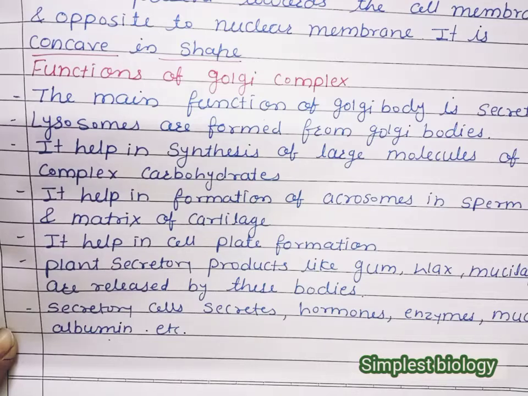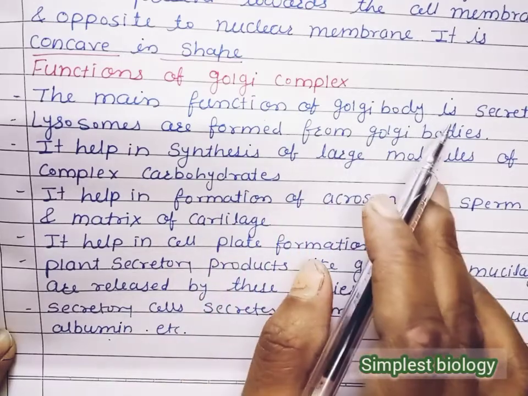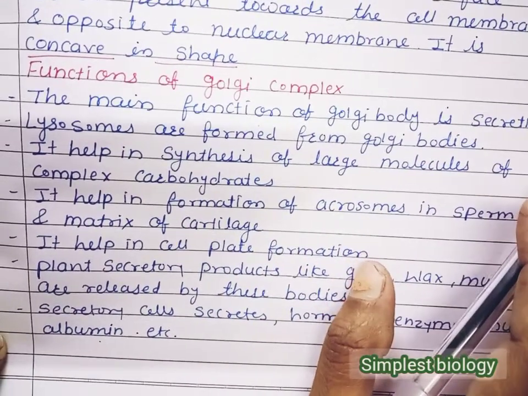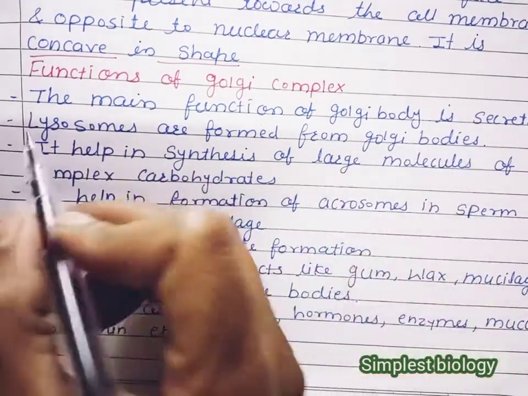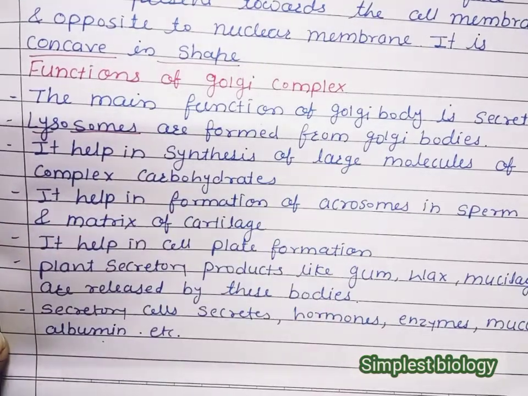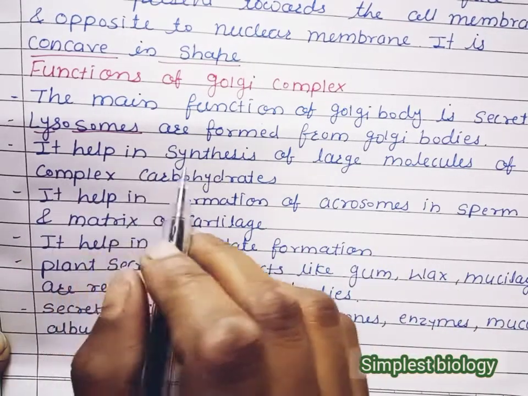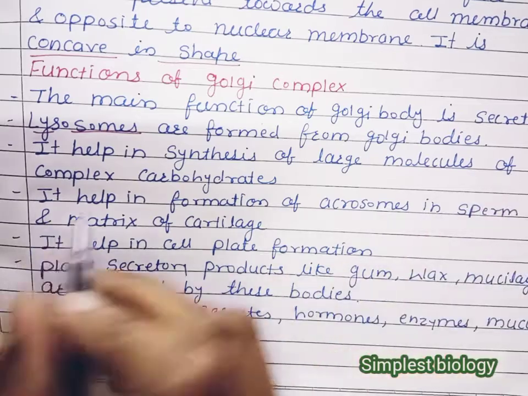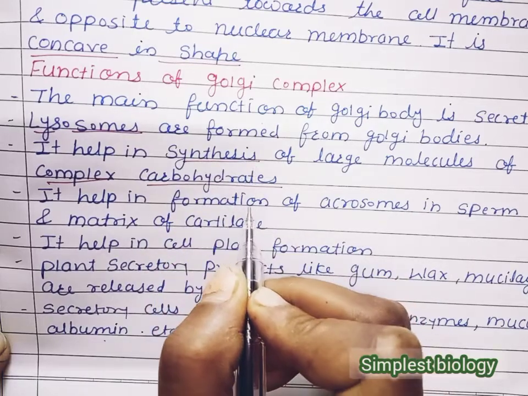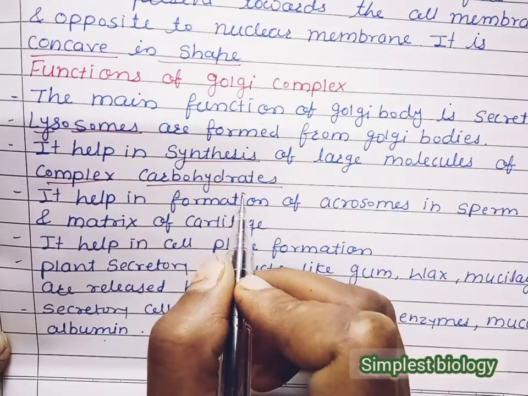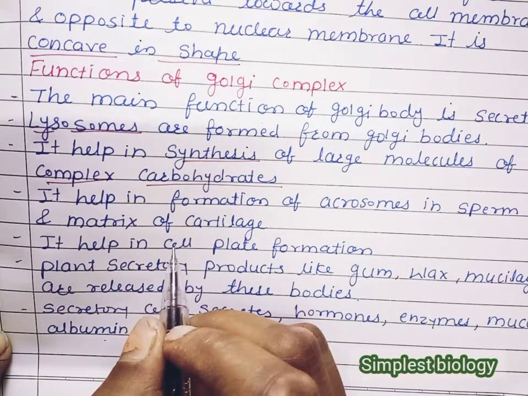Now we move towards the function of the Golgi complex. The main function of the Golgi body is secretion. It secretes a lot of enzymes and hormones. Lysosomes are formed from Golgi bodies. It helps in the synthesis of large molecules of complex carbohydrate, meaning the small subunits of carbohydrate combine to form a single complex molecule of carbohydrate.